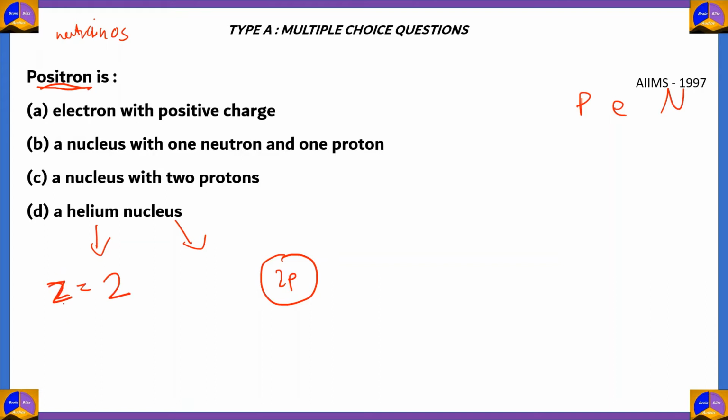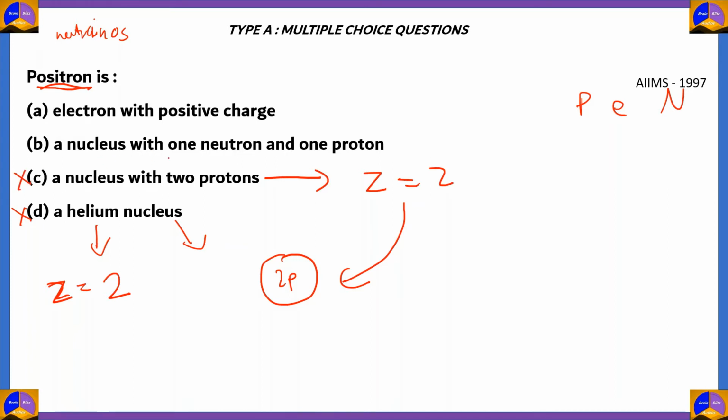The atomic number is represented as Z. So therefore, option D is incorrect. What about option C? A nucleus with 2 protons. A nucleus with 2 protons would have its atomic number as 2. So a nucleus with 2 protons is basically a helium nucleus. So option C is incorrect.